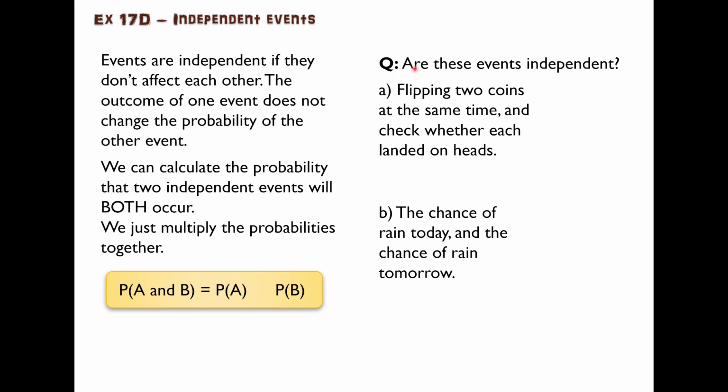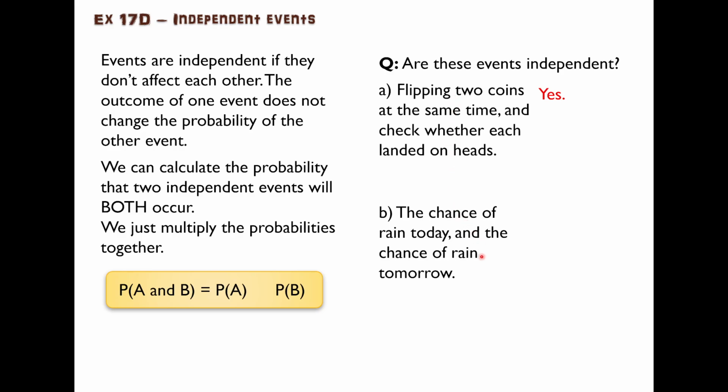So I've got a question. Are these events independent? I flip two coins at the same time and I check whether each lands on heads. Are these events independent? What do you think? These events are independent because if I get a heads on one coin, that doesn't change what the other coin will do. It doesn't affect whether the other coin will land heads.